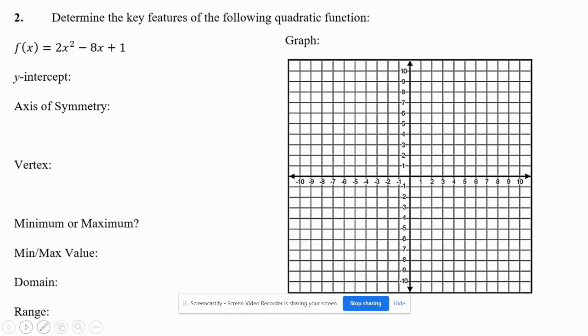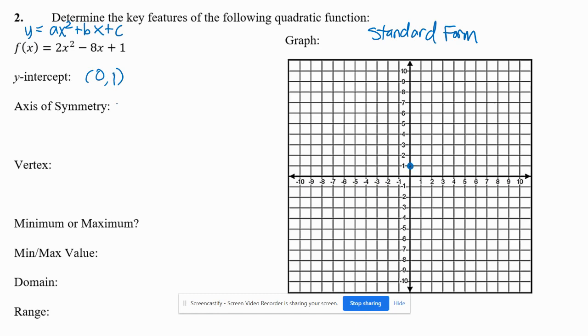All right, number 2. Now we're given a quadratic, but it's given to us in standard form, so it's a little bit different. Standard form is y equals ax squared plus bx plus c. Your y-intercept is just going to be your c value, so that's going to be the point 0, 1. We can go ahead and plot that. On the y-axis, we have a point right here.